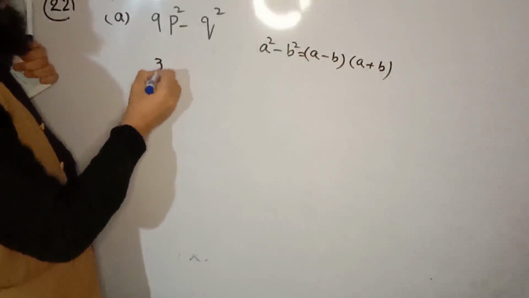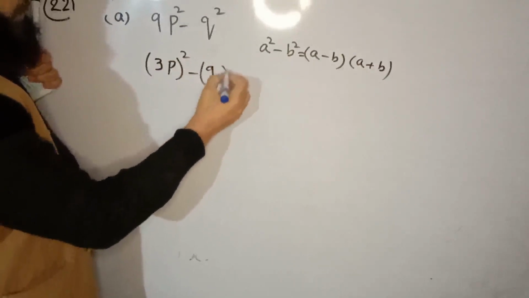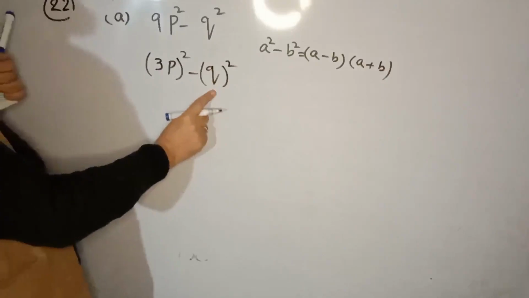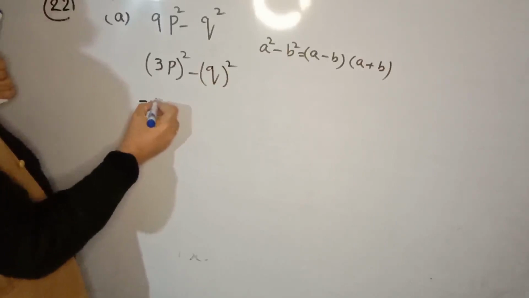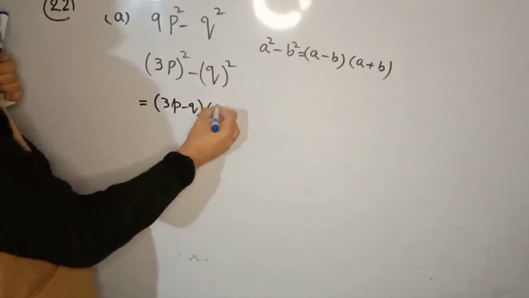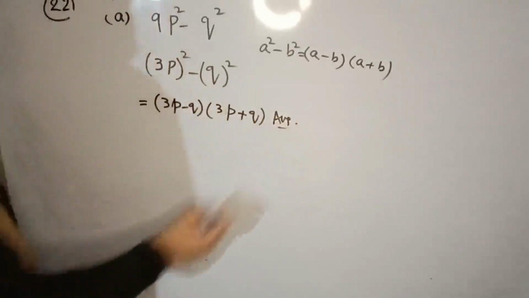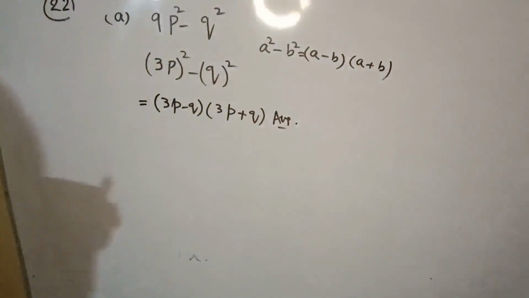9p square is actually 3p whole square, minus q square. So this is a square minus b square, where a is 3p and b is q. So put values here. A square minus b square is a minus b into a plus b. A minus b is 3p minus q, into a plus b, which is 3p plus q. That's it. That is the answer of the question. So we have factorized completely the given expression 9p square minus q square.